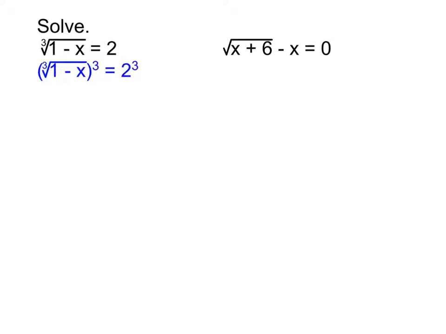Now, just like with the square root, when we cube both sides, it gets rid of that radical. So on the left side, I'm just left with whatever was inside, the 1 minus x. And then on the right side, it equals 8, because 2 cubed, that is 2 times 2 times 2, equals 8.